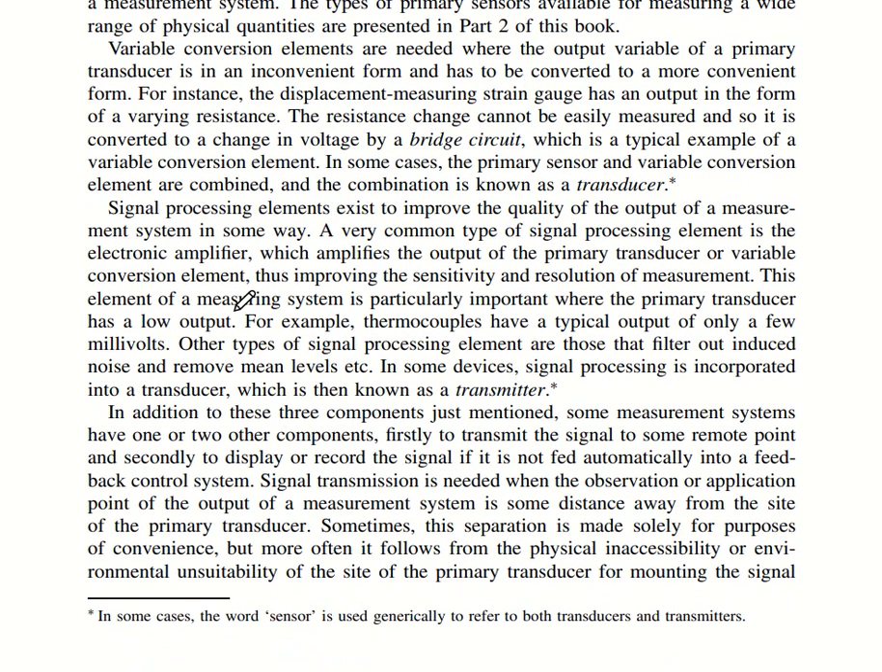Now, variable conversion elements are needed where the output variable of a primary transducer is in an unconventional form and has to be converted to a more convenient form. For instance, the displacement-measuring strain gauge has an output in the form of a varying resistance. The resistance change cannot be easily measured, so it is converted to a change in voltage by a bridge circuit, which is a typical example of a variable conversion element. In some cases, the primary sensor and variable conversion element are combined, and this combination is known as a transducer. If you've studied transducers in any of the mechanical classes, you would know it converts one form of energy to another.